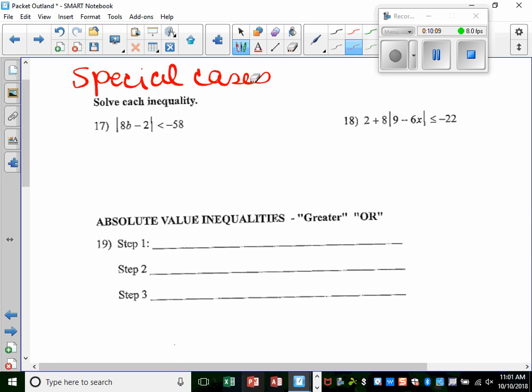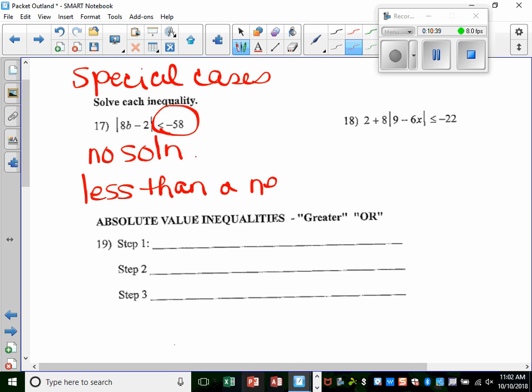So what's going to happen here, if you notice that this says the absolute value of something is less than a negative 58. That is not possible to take the absolute value of anything and get a negative answer. So this would be a no solution type of problem. Okay, because you cannot have less than a negative number. Okay, so that's why it's a special case. So if you isolate your bars and it comes out to be less than a negative number, then you want to say no solution for that.